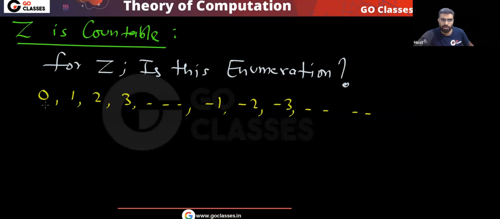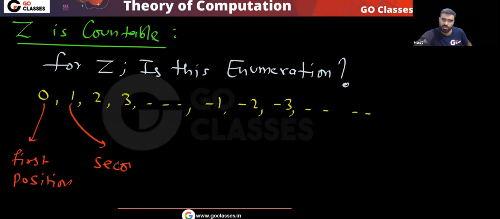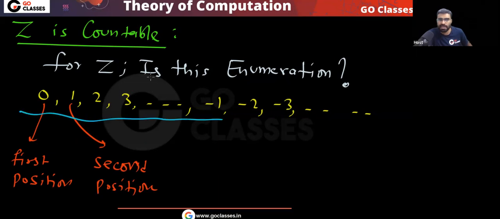See, here you have a first position, so there is no problem with the first position. There is no problem with the second position also. Then where is the problem? Can I say every element is appearing? Is this an enumeration? The answer is no.